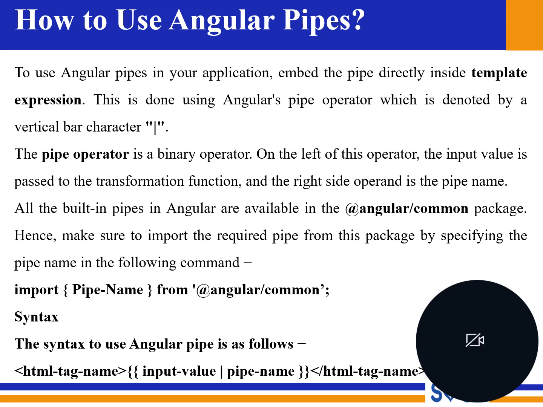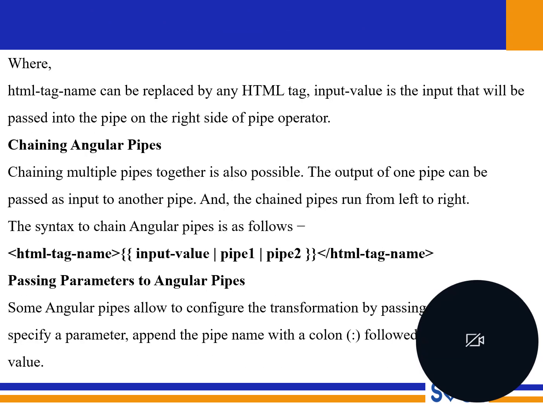So this is the syntax to follow for the Angular pipe: HTML tag name, input value, pipe name, then the closing HTML tag name. The HTML tag name can be replaced by any HTML tag, and the input value is the input that will be passed to the pipe on the right side of the pipe operator.